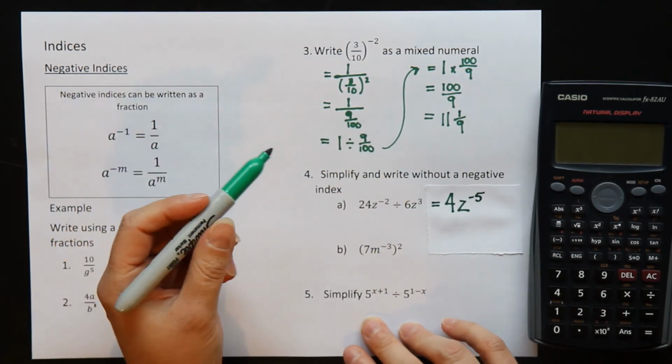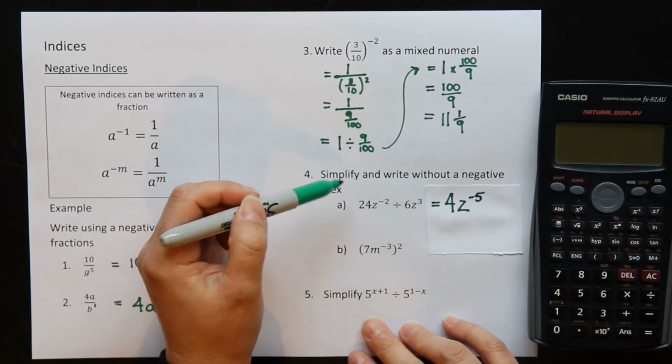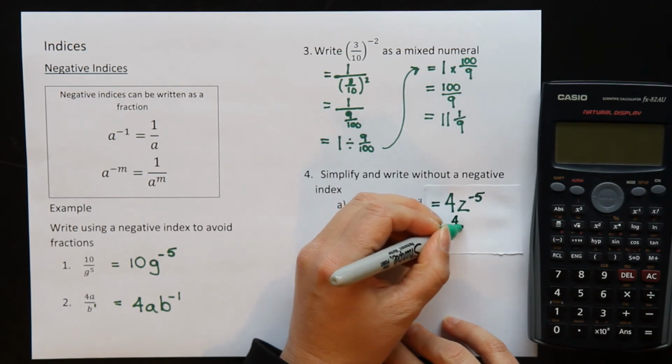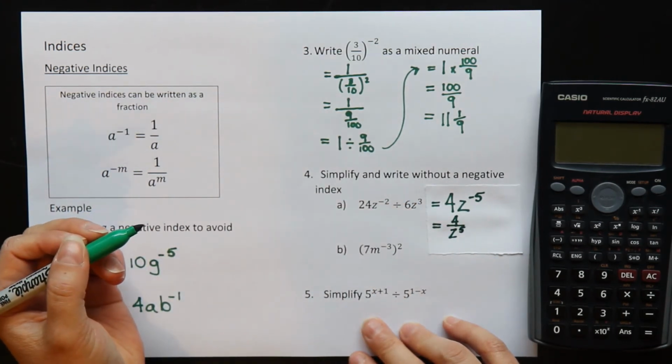Okay, but we want to leave our answer without the negative index. So we need to rewrite that with the 4 on the top, and the z will go to the bottom to have a positive power of 5.